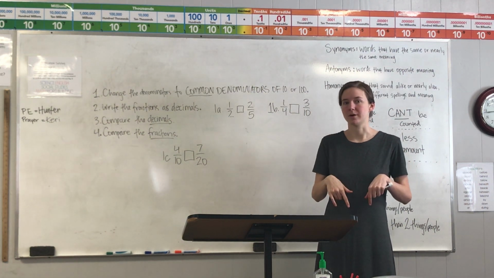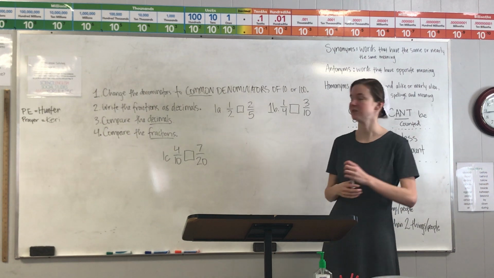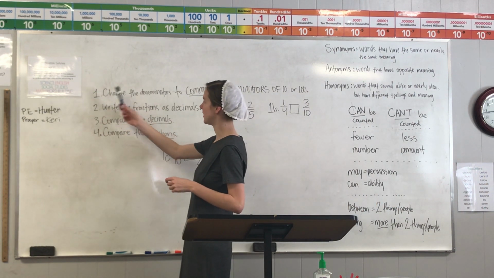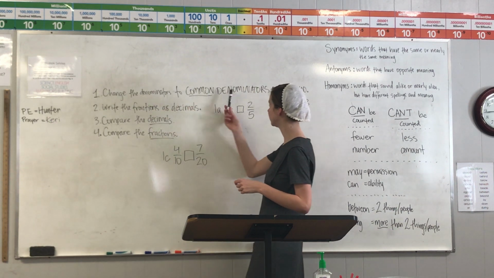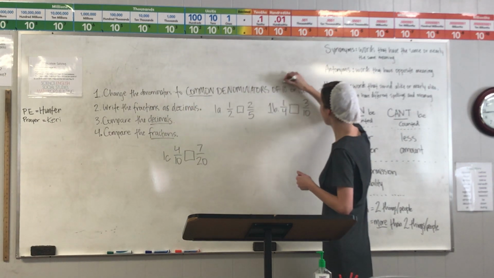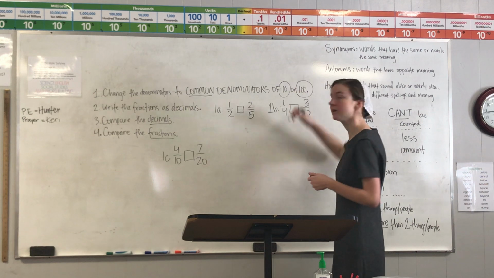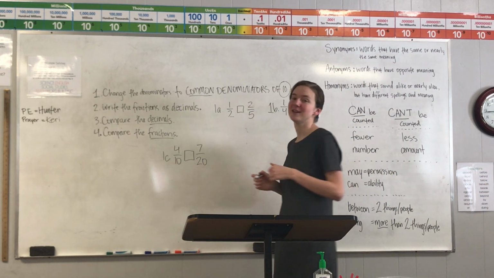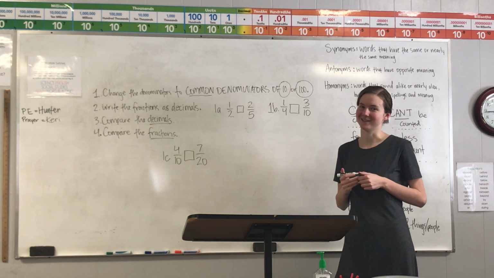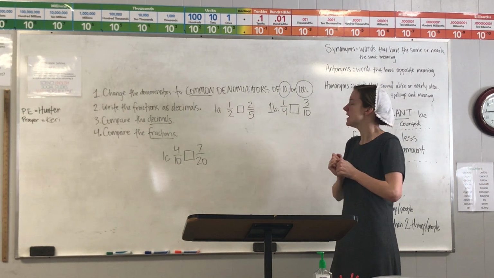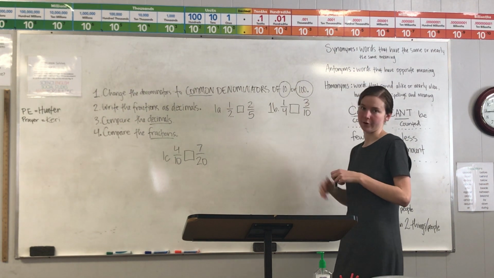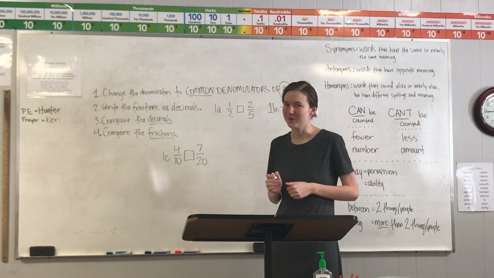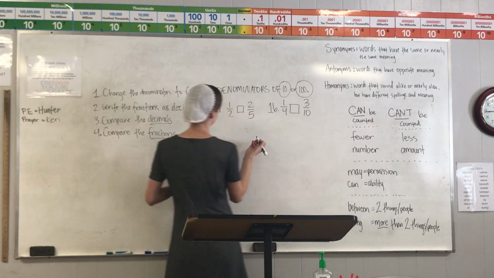Well, if you remember, we can't compare fractions unless the denominators are the same. So your first step is to change the denominators to common denominators of 10 or 100. And you may ask, well, which one do I use? If both denominators can go into 10, use 10. It's easier because it's smaller numbers. If they cannot go into 10, you'd use 100. So look at your denominators, 2 and 5. They can go into 10. So we're going to rewrite our fractions.